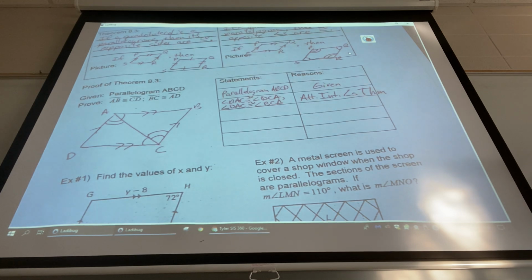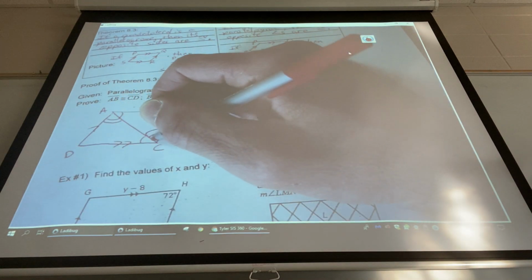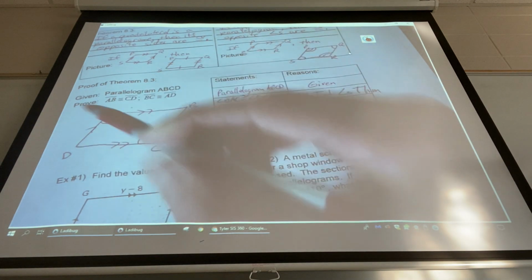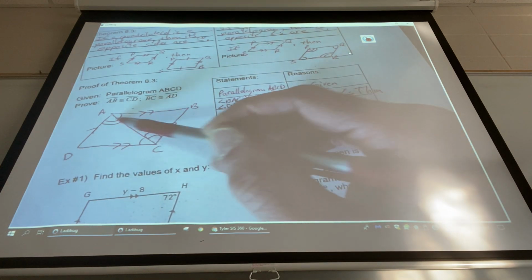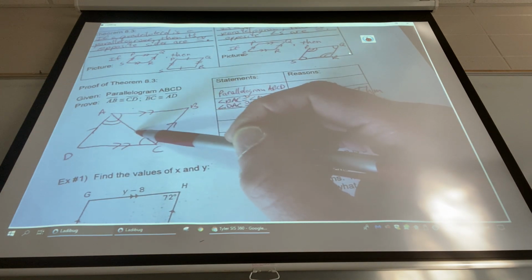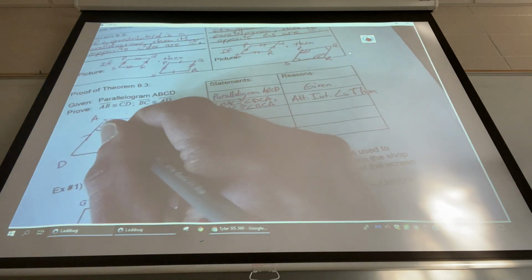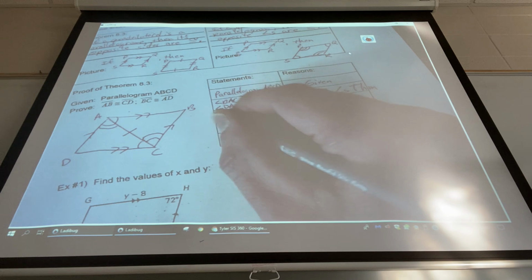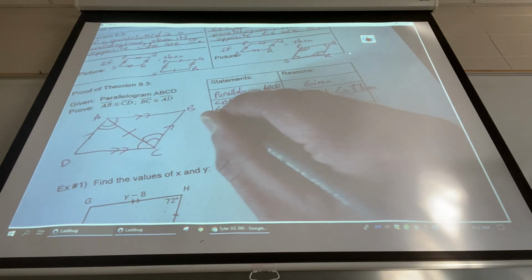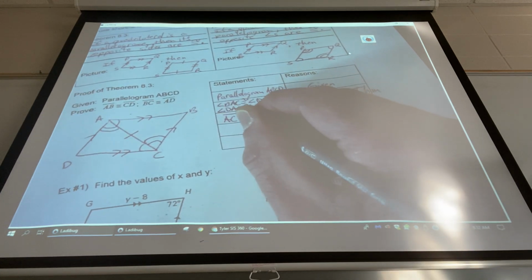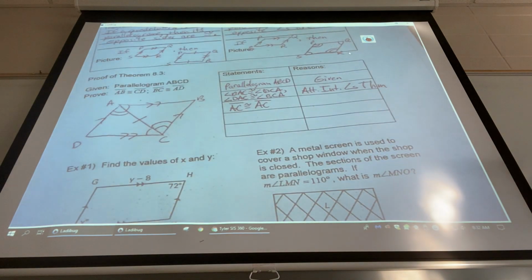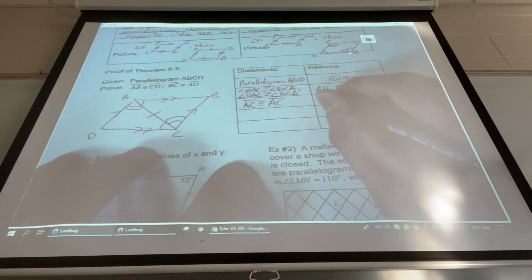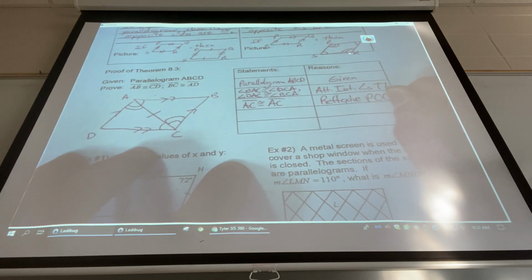The middle line. Oh, the middle line right here? Yeah. Is this line here going to be congruent on both triangles? Yes, so I'm going to put a tick mark on there. I'm going to say that AC is congruent to AC by what justification? Reflexive property of congruence.